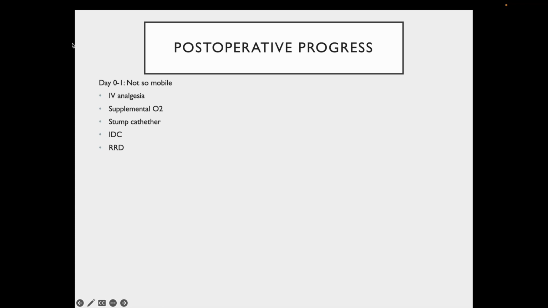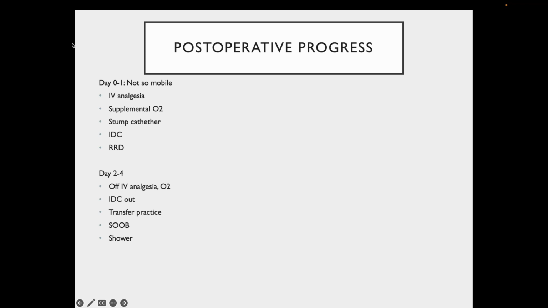Post-operative progress. So with very efficient systems in place, this is generally the progress of our patient in our acute amputee ward. Day 0 to day 1, they're generally not as mobile. They're usually still on IV analgesia. They're on supplemental oxygen. They usually have a stump catheter with local anesthetic pumping through it. They have an indwelling catheter, and ideally they should have a rigid removable dressing, and I'll talk about that in my later slides. Day 2 to 4, they generally come off their IV analgesia as well as their oxygen.